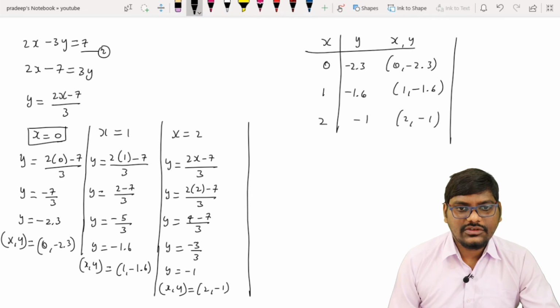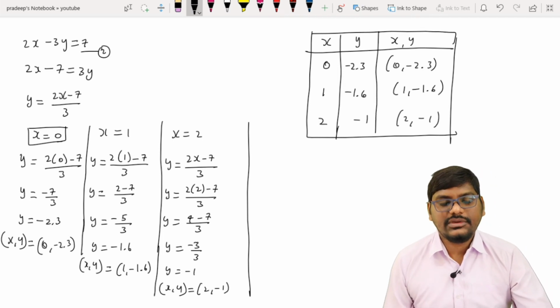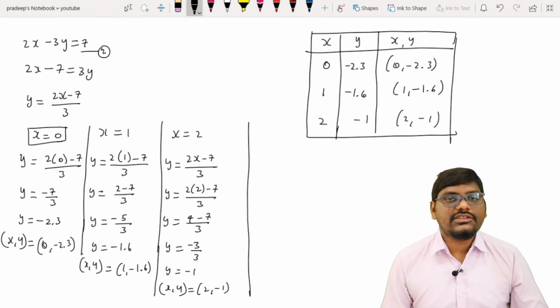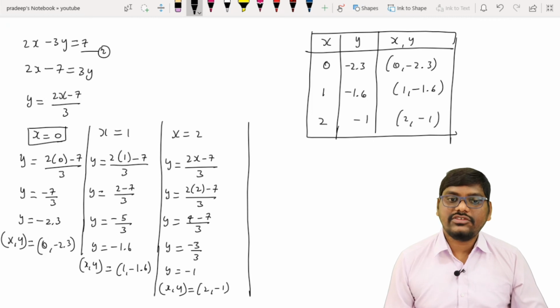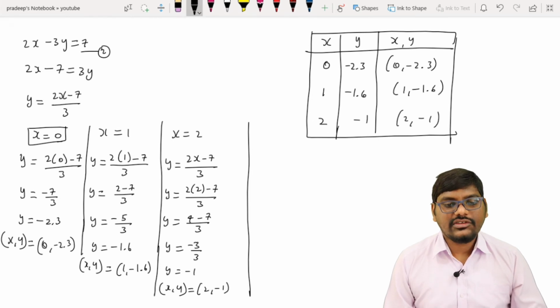Alright, I hope this is very clear to you. I made it in a very simple manner so that you could easily understand. Though you might have already seen different methods, this is the easiest one where you could easily understand. Even in this previous equation, in the first case I substituted 0, in the second case I substituted 1, and in the third case I substituted 2.